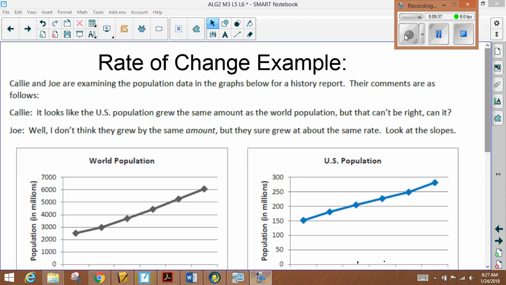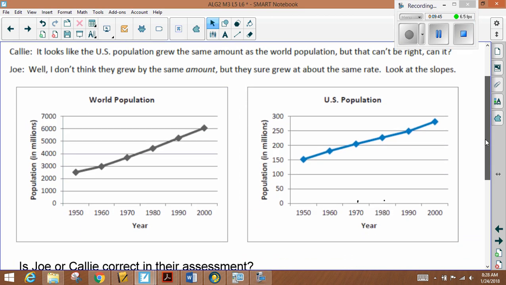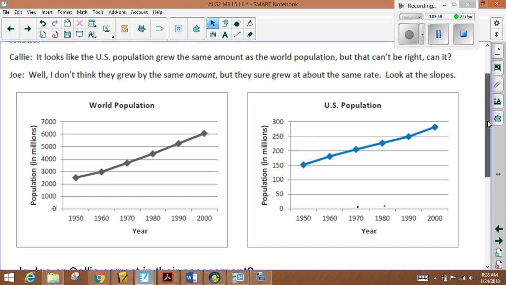So, Kelly and Joe are examining the population data in the graphs below for a history report. Their comments are as follows. Kelly Torres says, it looks like the U.S. population grew at the same amount as the world population, but it can't be right, can it? And Joe says, well, Kelly Torres, I don't think they grew by the same amount, but they sure grew at the same rate. Look at the slopes.